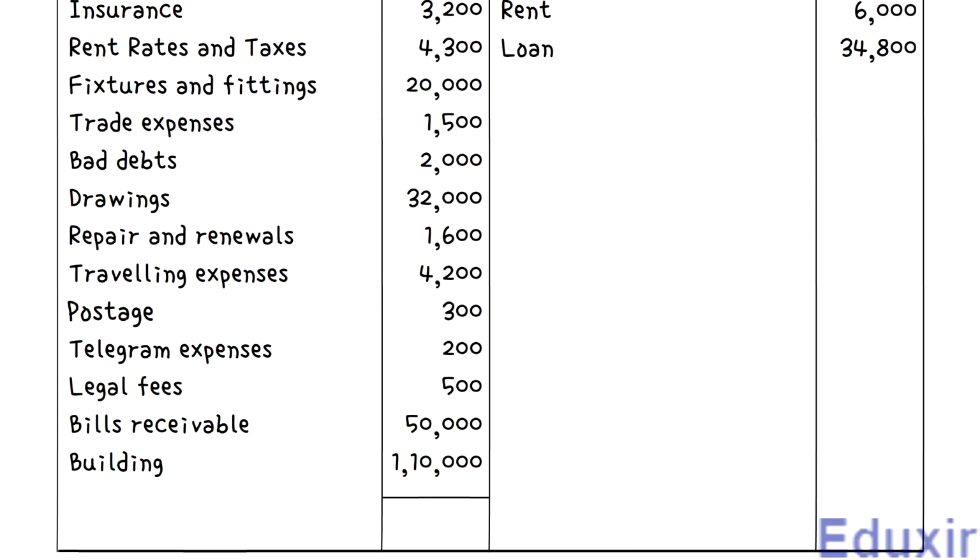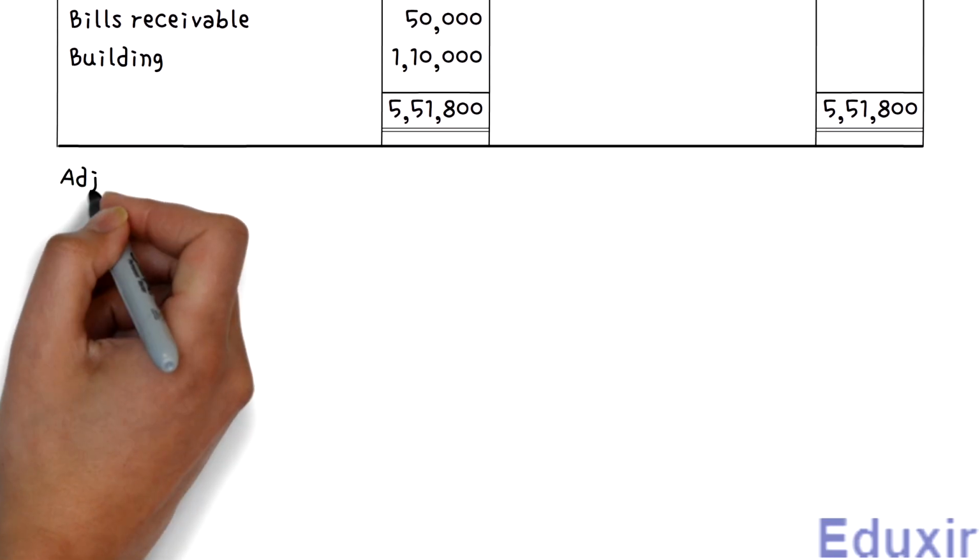Now the total of all the debit balances is 5,51,800 rupees. Similarly, the total of all the credit balances is 5,51,800 rupees. In addition to these balances, there are few adjustments given in the problem.